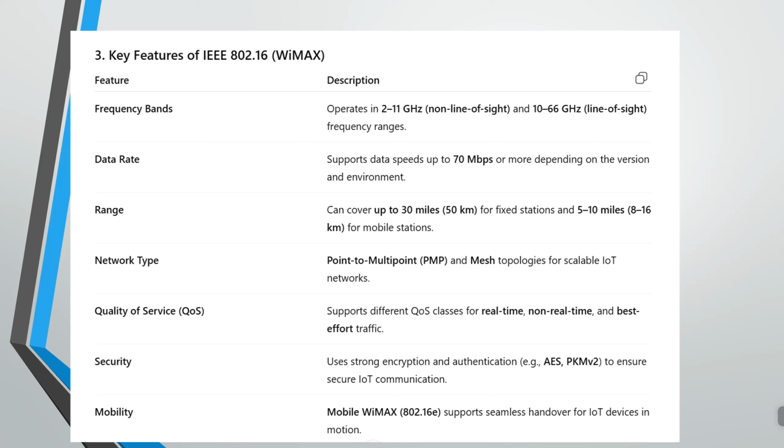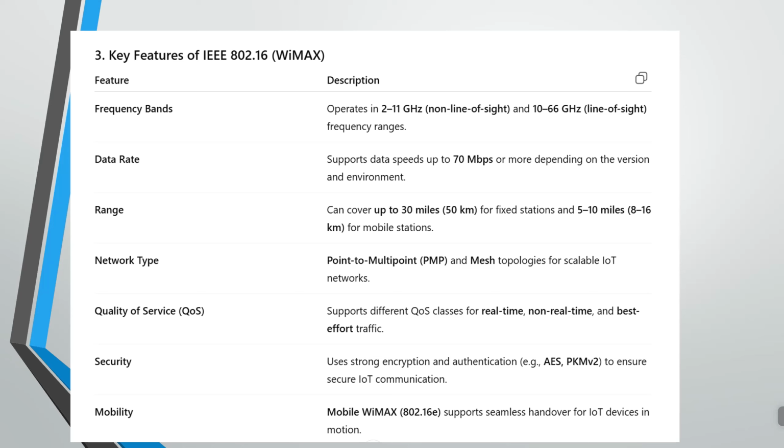The data rate is 70 Mbps. That much speed is available. As I've already mentioned, the coverage ranges from 30 kilometers. Short distance can range from 8 to 16 kilometers, but it could go up to 50 kilometers. It works with point-to-multipoint communication, and it works with a mesh topology for scalable IoT networks.